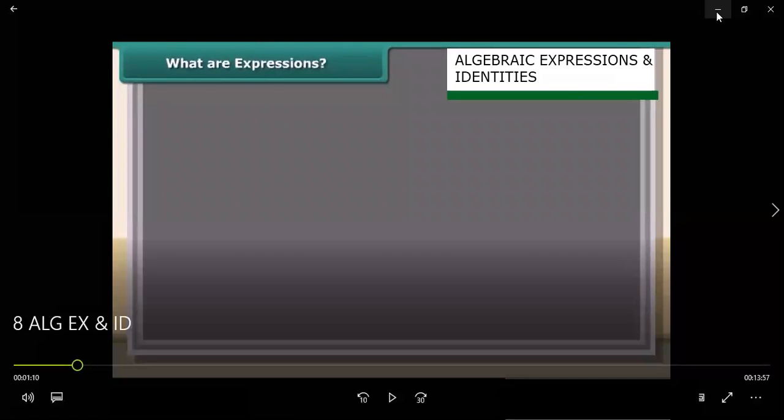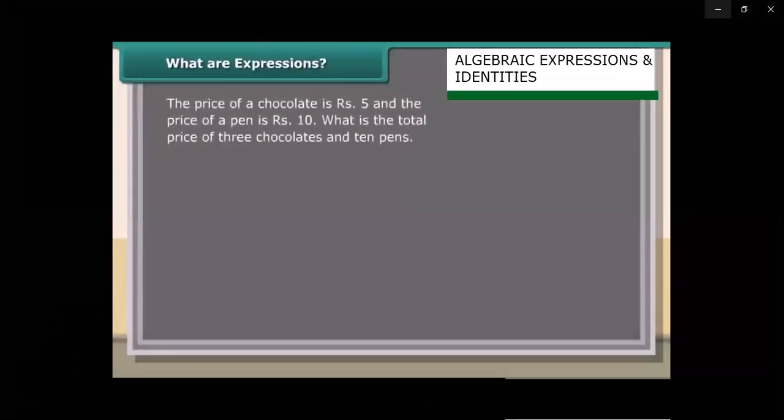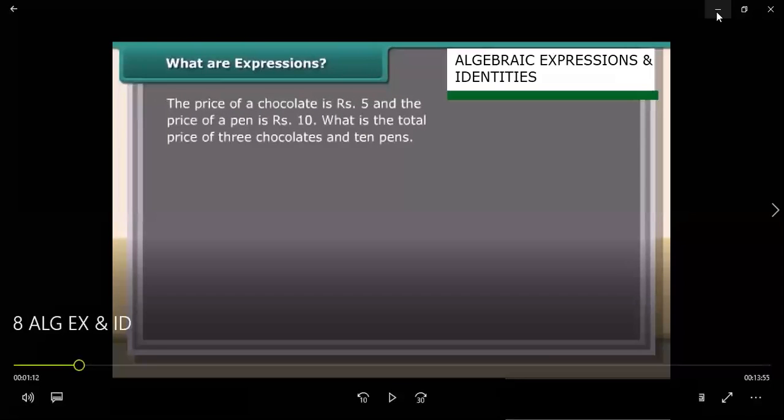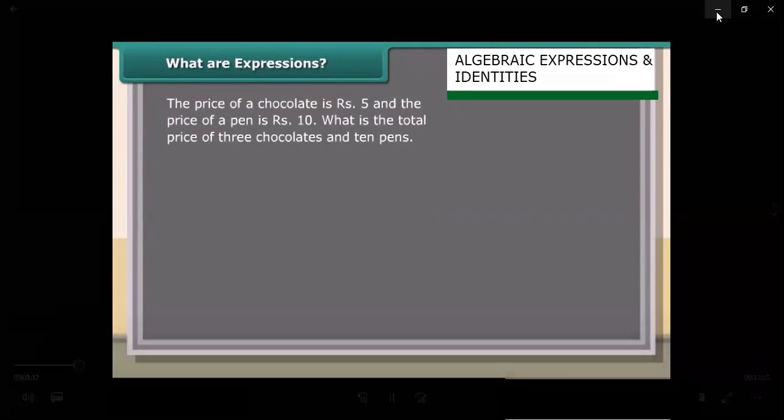So let's begin with expressions. What basically are expressions? Let's understand this concept with the help of an example. The price of a chocolate is rupees 5 and the price of a pen is rupees 10. So what is the total price of 3 chocolates and 10 pens? It's very easy for you.